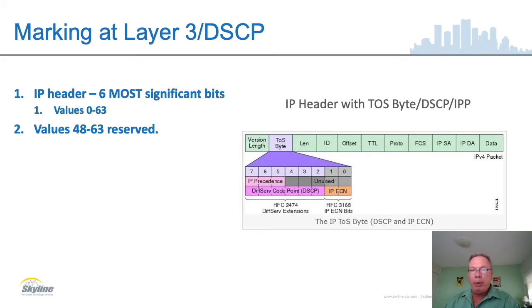So what would IP precedence 6 look like in terms of the ToS byte? Well, in the ToS byte, in IP precedence, 1, 2, 4. So the 4 and the 2 would be high. Well, in DiffServ code point, that's the 32 and the 16. So that's where we get 48.